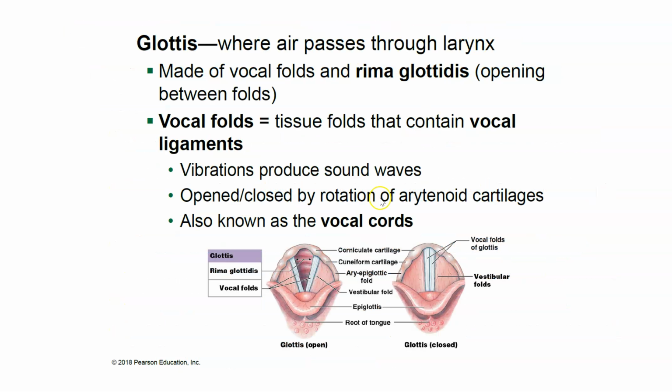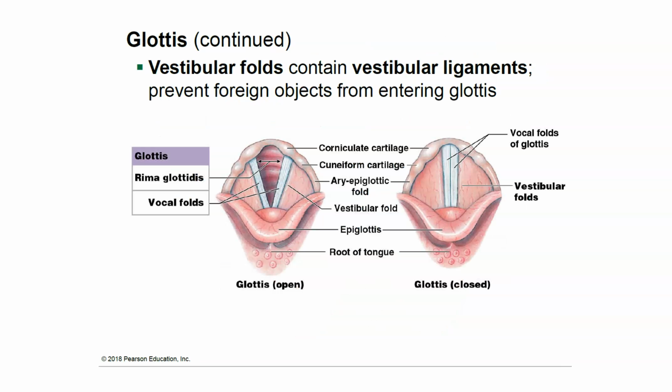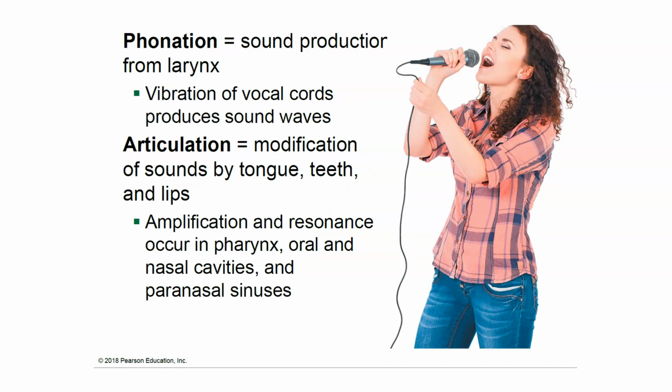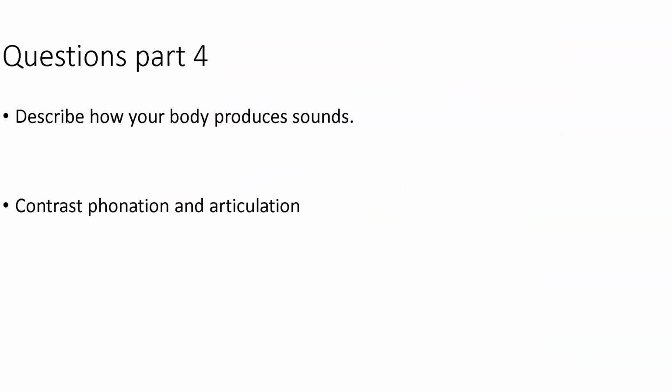So the glottis is where the air passes through. These vocal folds vibrate when sound goes through. That contains ligaments and muscles, of course. And then there's two different words here that I want you to understand: phonation and articulation. Phonation is the vibration of vocal cords producing sound waves, but they're not distinct. Articulation is modification of sounds by tongue, teeth, and lips. So that's question part 4. I want you to describe how your body produces sounds. I want you to contrast phonation and articulation.